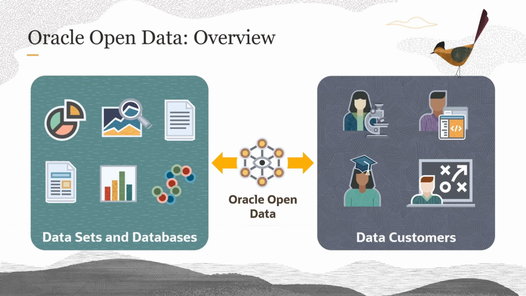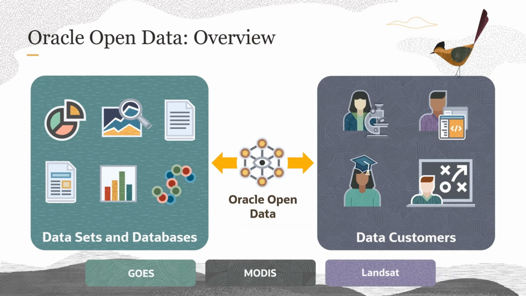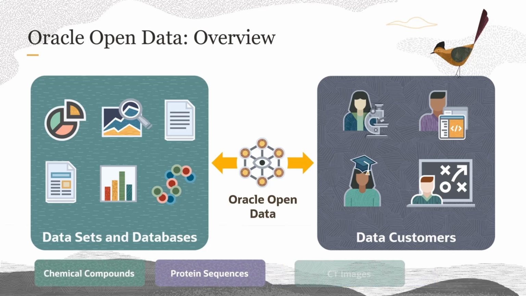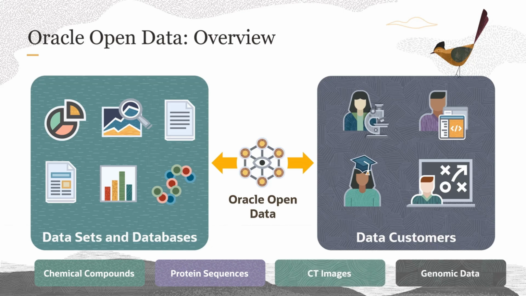Datasets include geospatial data from satellite systems such as GOES, MODIS, and Landsat. Also available are various life sciences datasets, including chemical compounds, protein sequences, CT images, and genomic data. Oracle Open Data is also relevant for data scientists because the repository includes data for AI and ML, such as various types of images, and book corpuses in both text and audio format.